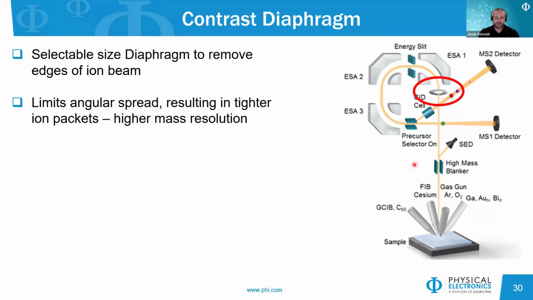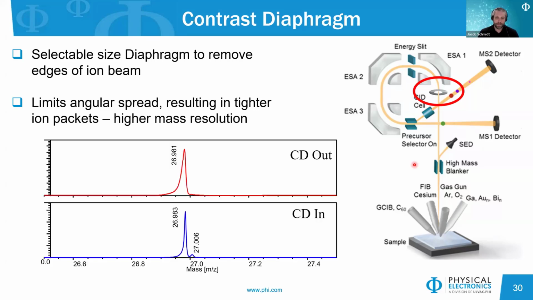The next optical element in the flight path is the contrast diaphragm. The contrast diaphragm is a selectable size aperture that can be used to remove the edges of that ion beam. This will limit the angular spread of the ion beam, resulting in tighter ion packets and higher mass resolution. An example of how that can work is shown here.